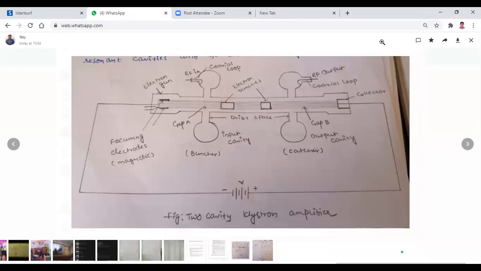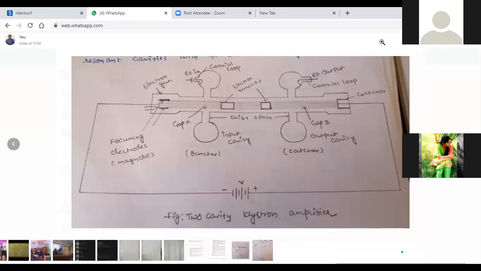Clear about the description? Description of this two cavity Klystron amplifier. Yes, sir.